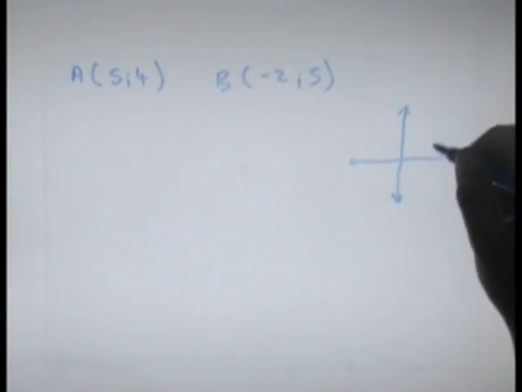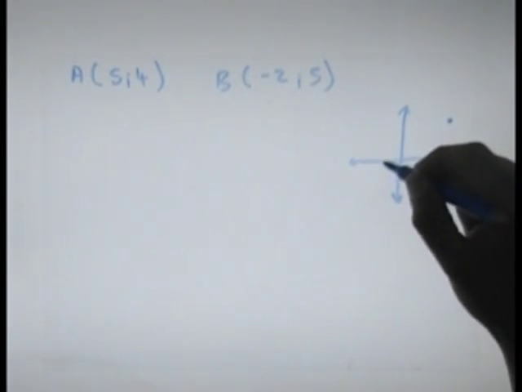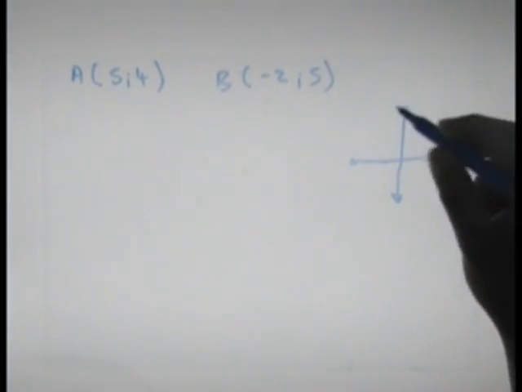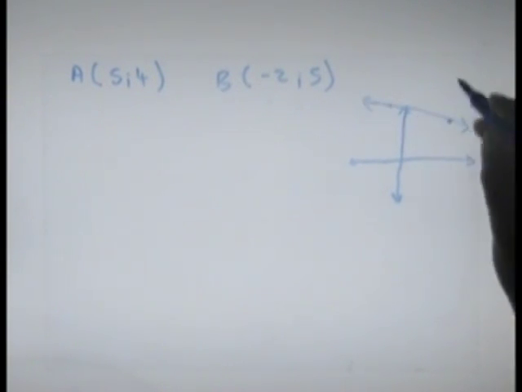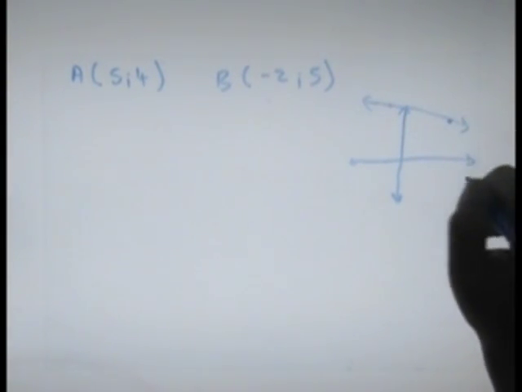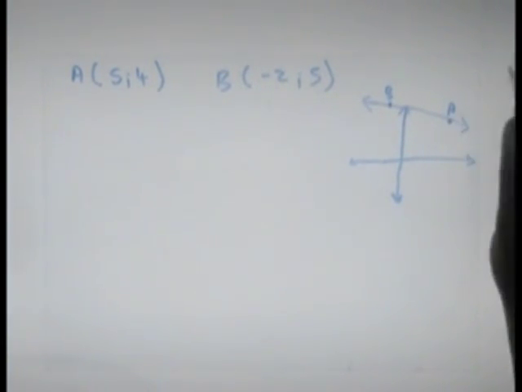A's coordinates: x is equal to +5, y is equal to +4, so it's going to be over there. B is x is equal to -2, y is equal to +5. So that's going to be somewhere over there. Alright, so we're looking at that straight line. That's B and that's A.